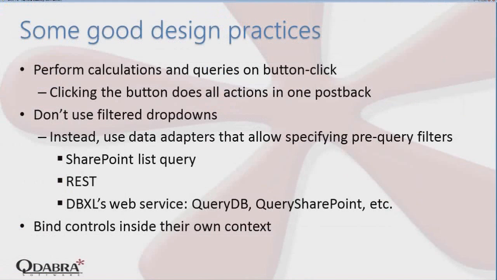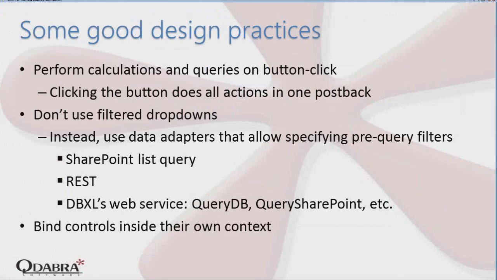Going back to the slide here, don't use filter dropdowns. Although InfoPath allows you today to add filters or specify filters in your dropdown list boxes, don't do that. Instead, use data connections or data adapters that allow specifying pre-query filters like SharePoint 2010 or maybe InfoPath 2010 nowadays, allow you to specify or set the value of the query fields before you actually query the list or the library to get filtered results.